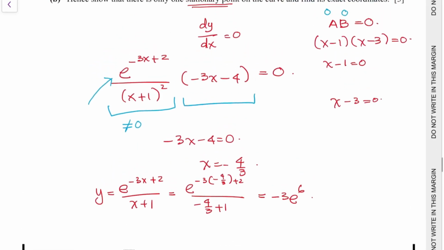And how do you get marks on this question? You'll get the first mark when you realize that it is not coming from the first group. Basically, your answer is just coming from here. When you write that this is not equal to 0, or when you say that this is rejected, those kind of things, you'll get the first mark, just B1. The second mark is when you get x equals to negative 4 over 3. That is another B1. The last mark when you substitute x into your equation and get y equals to negative 3e power of 6. That is your B1.